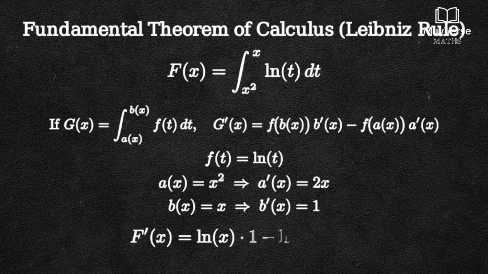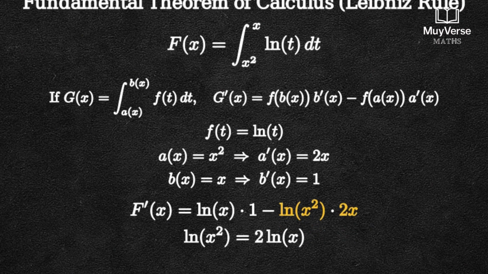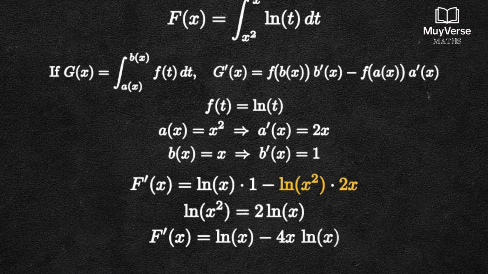F prime of x equals natural log of x times 1 minus natural log of x squared times 2x. We will simplify this next. Focus on natural log of x squared and the 2x. Step 3. Use the logarithm identity. Natural log of x squared equals 2 times natural log of x. Substitute that into our derivative to get f prime of x equals natural log of x minus 4x times natural log of x.